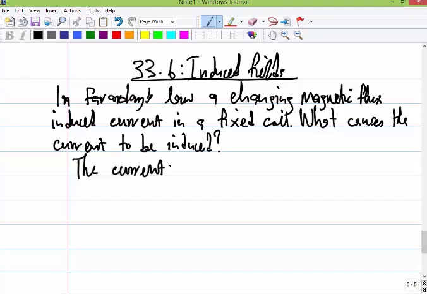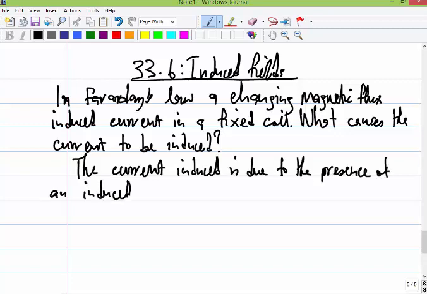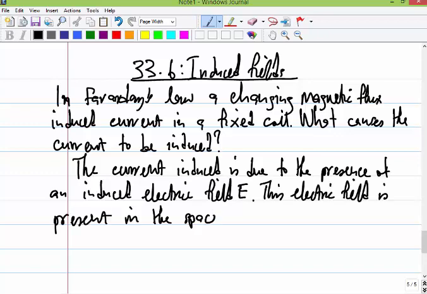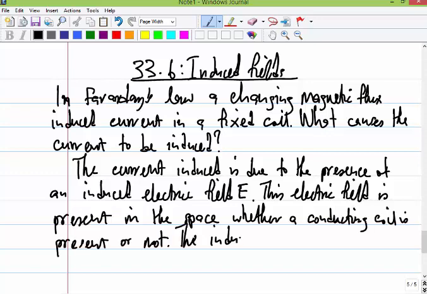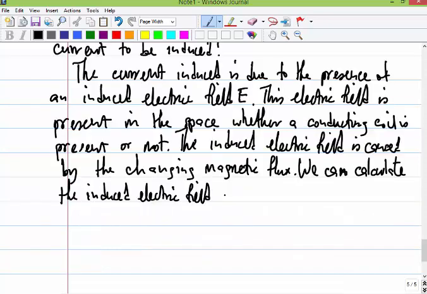So we can say that the current induced is due to an induced electric field. Let's call this induced electric field E. This electric field is present in the space whether a conducting coil is present or not. It is the induced electric field caused by the changing magnetic flux. So we can calculate the induced electric field as follows.